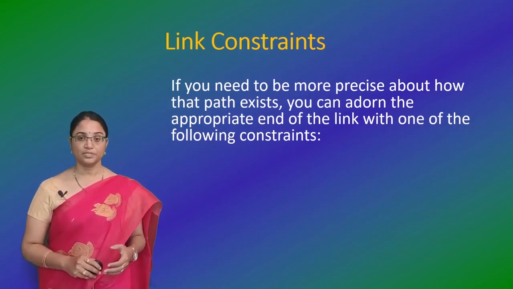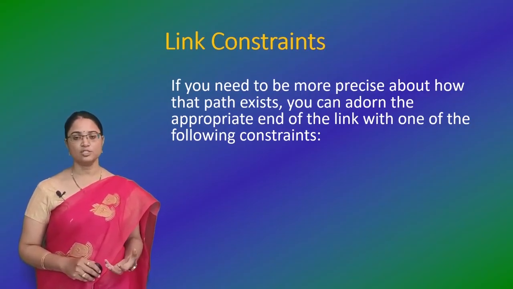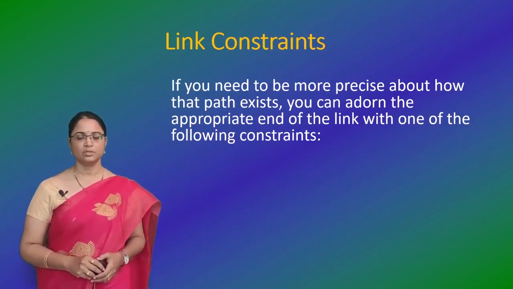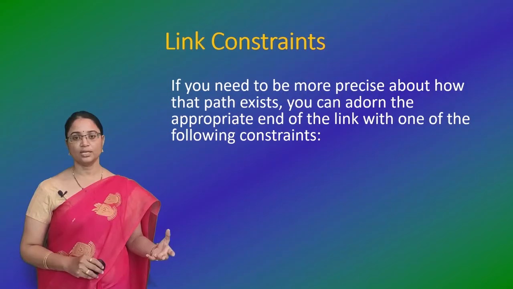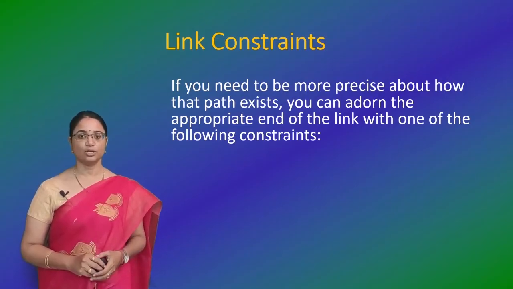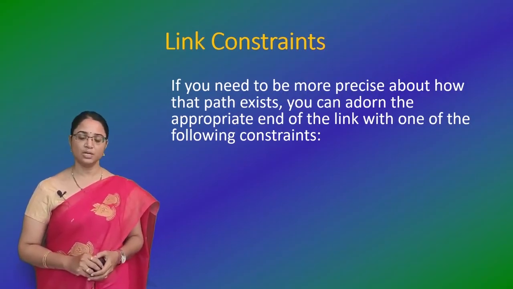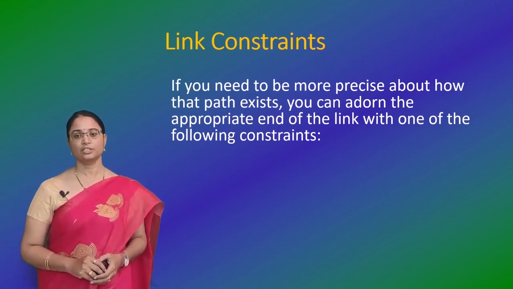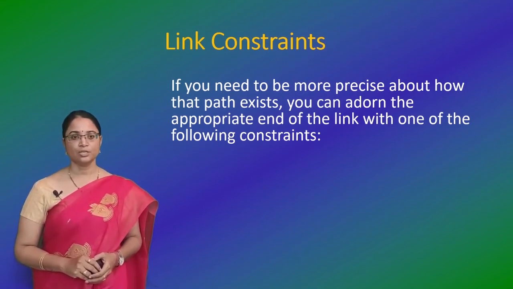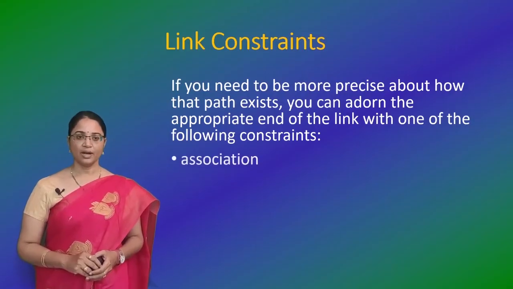So, if you want to specify what that link means, you can specify it by using stereotypes. Here we have some of the constraints that you can represent on the link by using a stereotype. We have already seen that stereotypes can be represented by using the guillemet symbol, which is nothing but French quotation marks. So here we have 5 types of constraints.